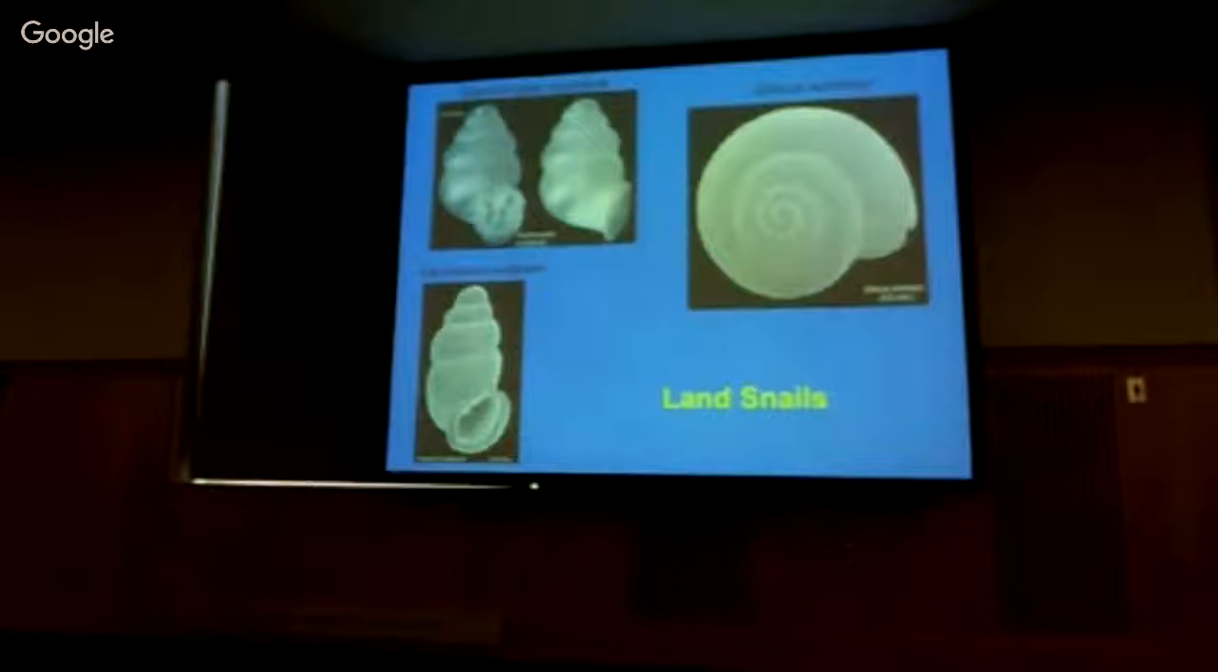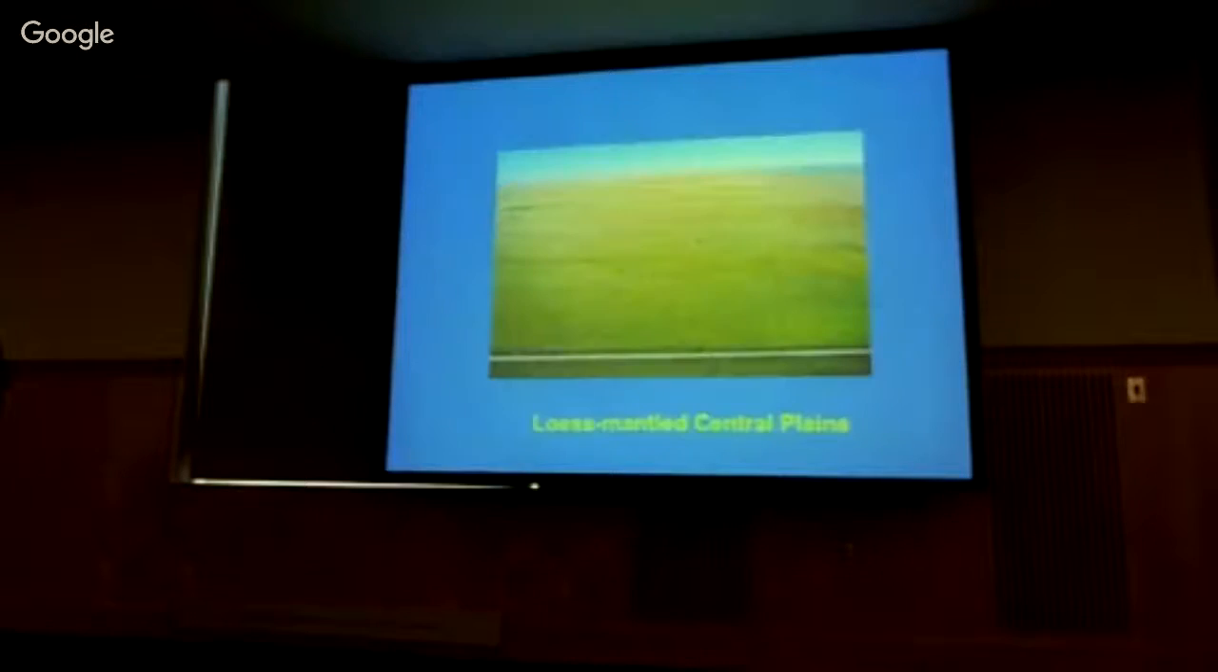And then also gastropods, the land snails, are pretty powerful tools. They're sensitive to both temperature, especially number of frost-free days, and they're also moisture sensitive. So they're also very good proxies. And oftentimes we do see good preservation of gastropods.